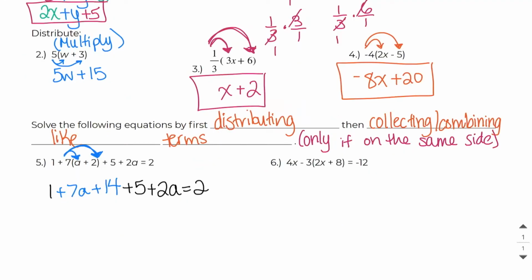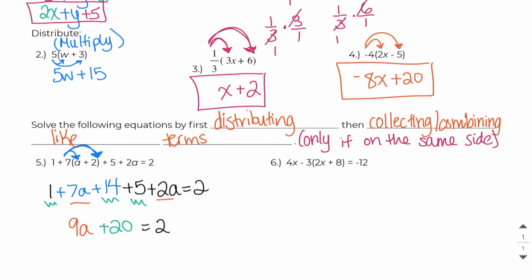So for example, right here, I'm going to put the a's together. So I've got 7a plus 2a, so I end up getting 9a. And I also have this 1 and this 14, which is 15, plus 5, which is 20. So I would write down plus 20, and then I would copy down the equals 2.